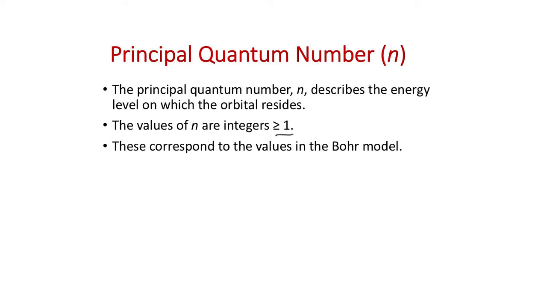And these are the values that we were talking about in the Bohr model. So when we were looking at hydrogen going from n equals 1 to 2 to 3, this is the orbital increasing its size. So the principal quantum number n is proportional to the size of the orbital.